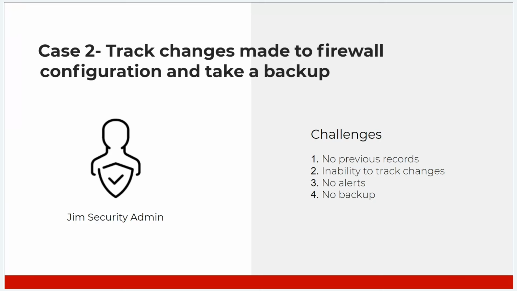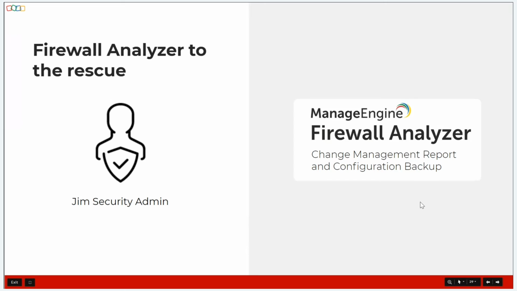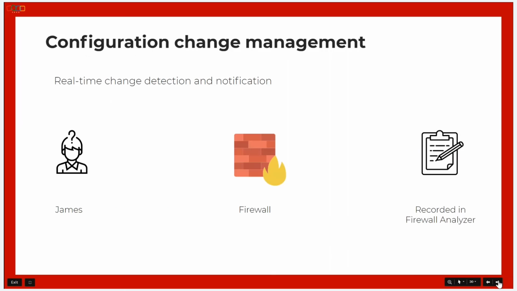So let's look at how Jim does this and restores the previous version of the firewall configuration file without any issue. So let's look at how Jim makes use of the change management report and configuration backup feature. Right. As mentioned before, the changes made to the firewall configuration have gone unnoticed previously. But with Firewall Analyzer, if say this James, the employee who has quit, has made a change to the firewall, it will automatically be recorded by Firewall Analyzer.